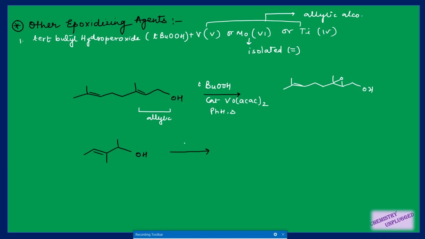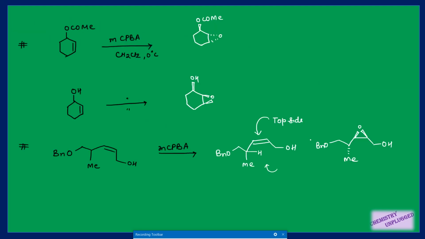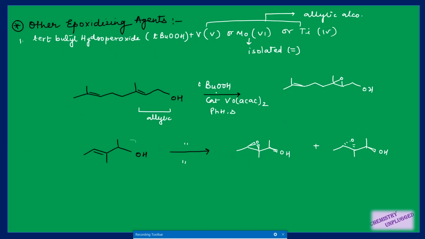Again we have the same type of catalyst. This type of example is taken, where we have OH at the allylic position. So we have two possibilities: the epoxidation and the side of attachment of OH are the same, or we can have the opposite side of attachment, right? We have discussed already that MCPBA also shows the same feature, that the attachment side of oxygen and OH is the same. The major product is the one in which they are on the same side. The same selectivity is also shown by this vanadium complex.